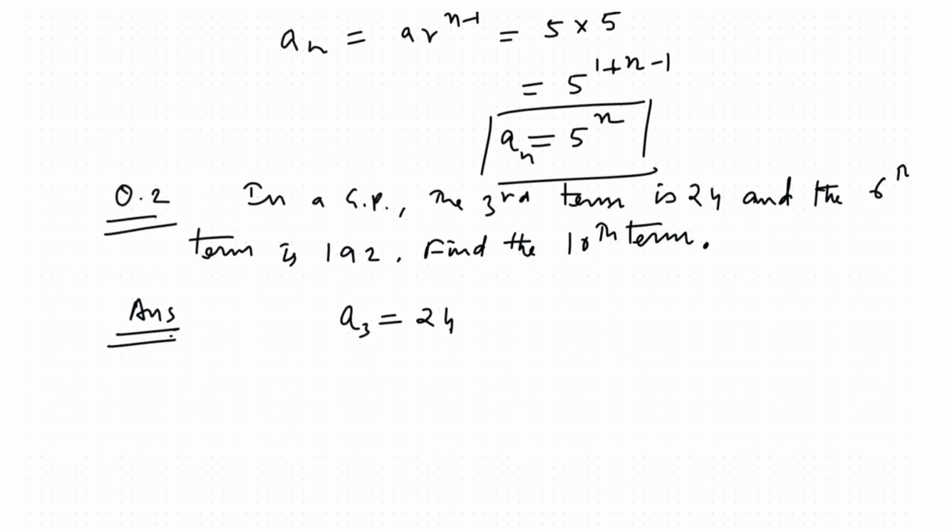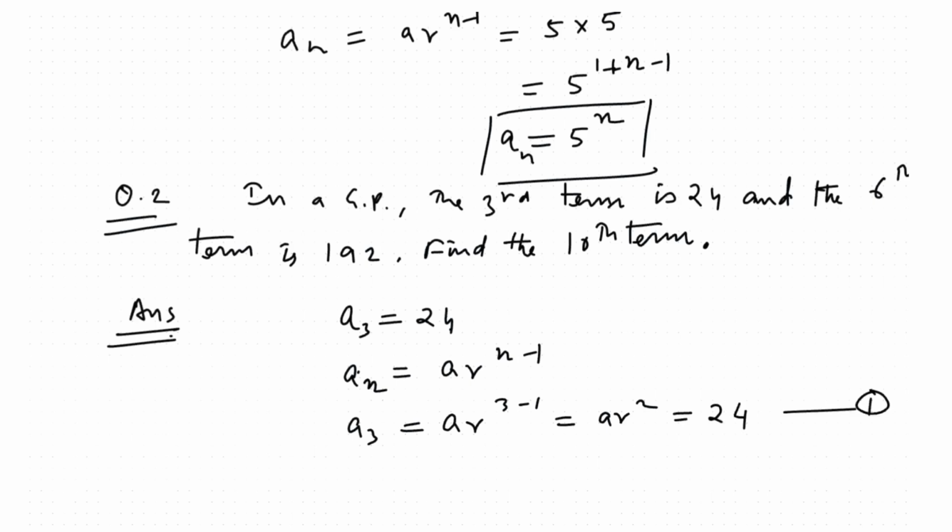So what would be a3? Let's write the general term. an is a r^(n-1). So a3 would be a r^(3-1), so a r square. Okay. So what is my ar square? The third term is 24. So let's write down 24, and make it equation 1. And then it is saying a6. So a6 would be a r^(6-1). So we'd say a r^5 is equal to 192. Let's say this is the second equation.